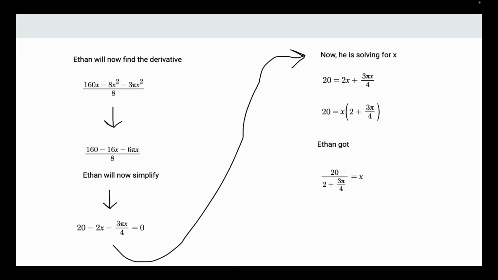Now he has the final step. He must now solve for the x. So he first put the numbers with x's on the right side, which was 2x plus 3 pi x over 4 equals 20. Ethan then factored out the x. And then he divided by 2 plus 3 pi over 4 on both sides to get that x by itself. And the final result became 20 over 2 plus 3 pi over 4.